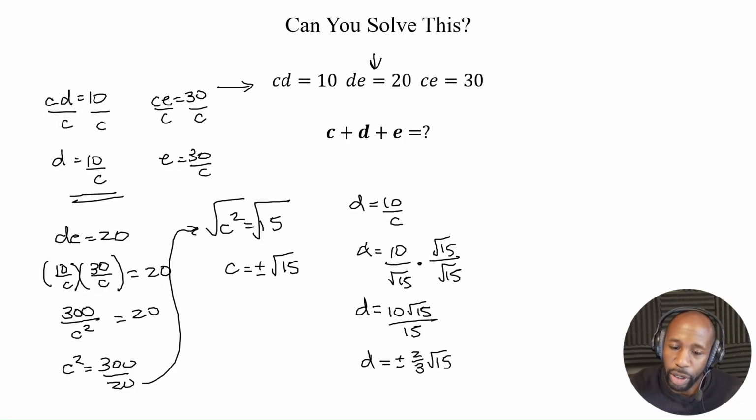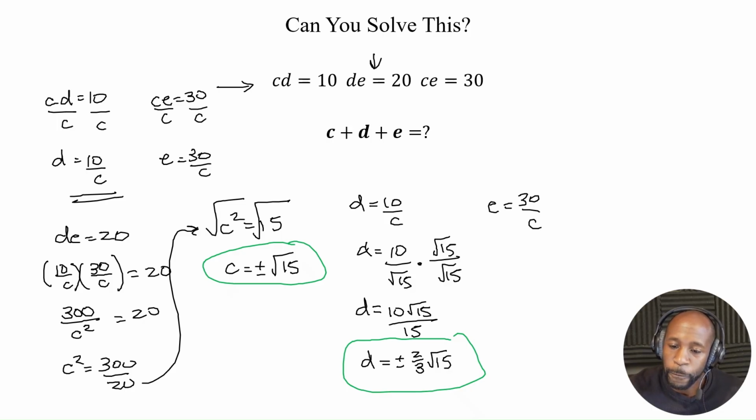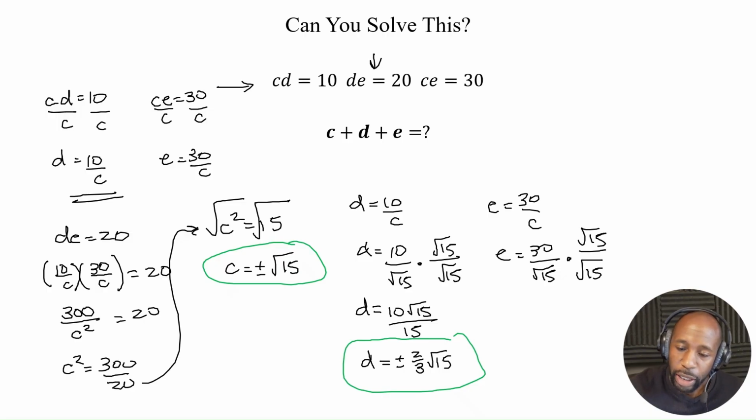Okay, now what I'm going to do is circle some of these solutions, but these aren't the solutions. These are just mini solutions, so to speak. All right, and then finally, if E equals 30 over C, then E equals 30 over square root of 15. Again, just using the positive version, just for the sake of space and time. Multiplied by square root of 15 in the top and bottom. So E equals 30 root 15 over 15, or in other words, E equals plus or minus 2 square root of 15.